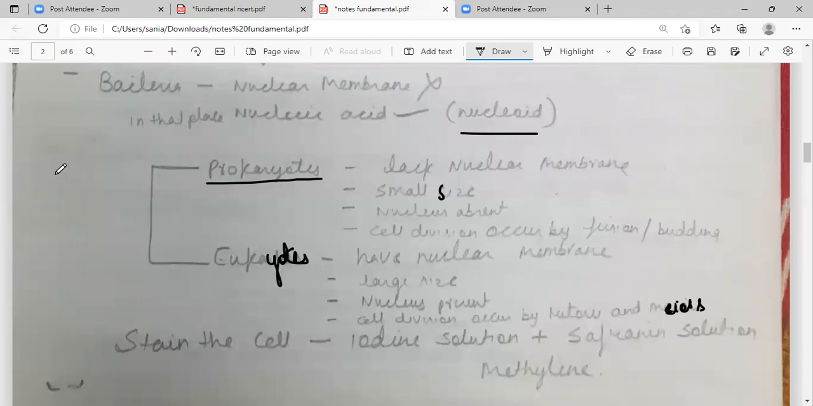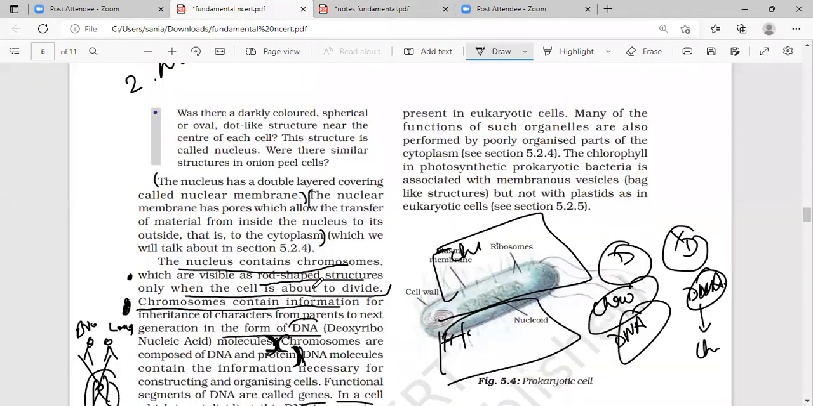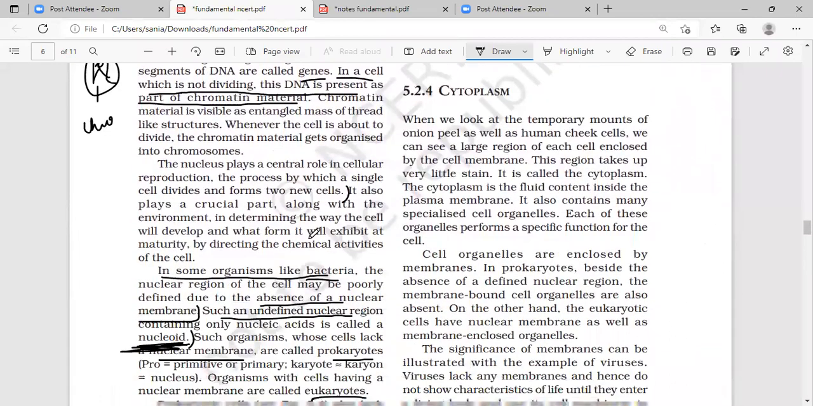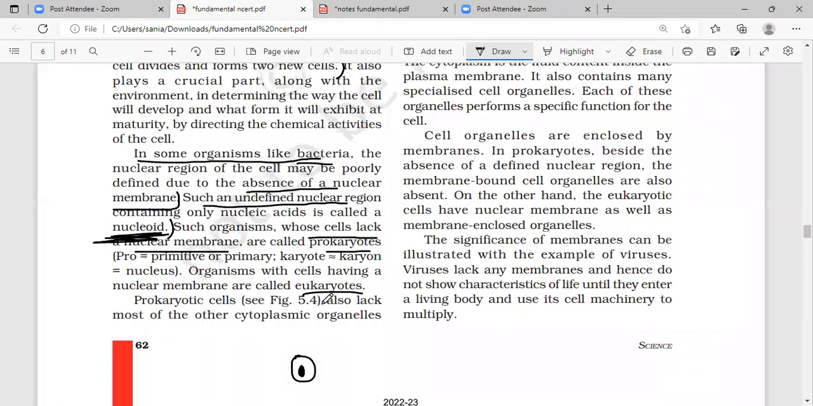So next heading, you will write hashtag difference between prokaryotes and eukaryotes. If you want to check spelling of prokaryotic and eukaryotic, you can use this. See, just write this first. Hashtag difference between prokaryotes and eukaryotes.